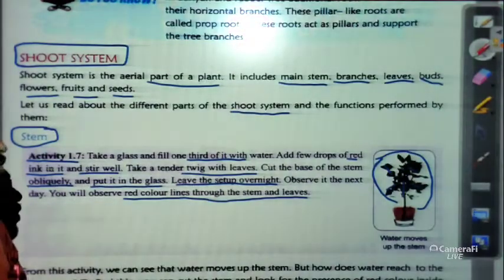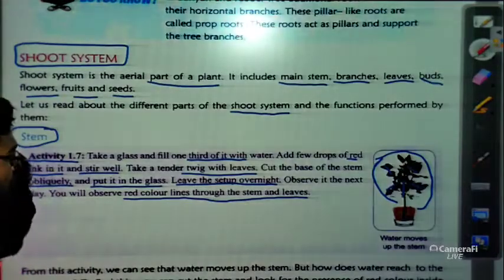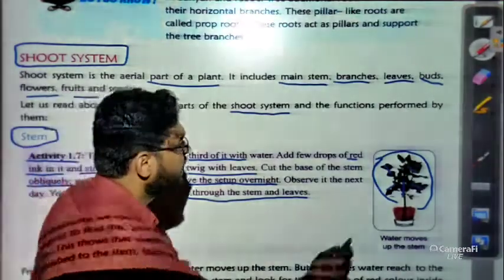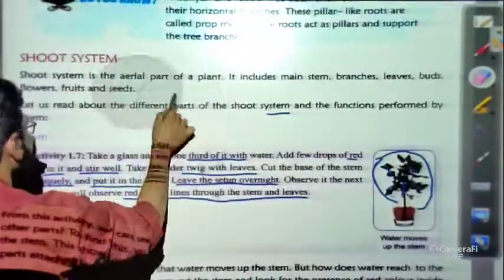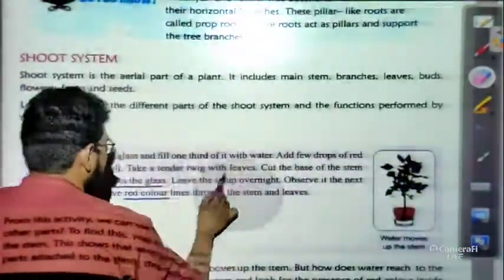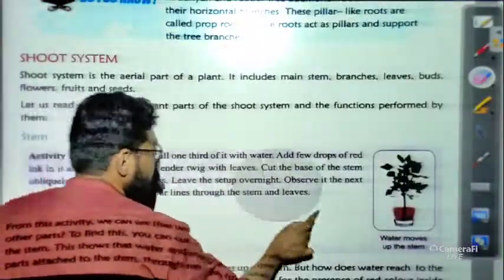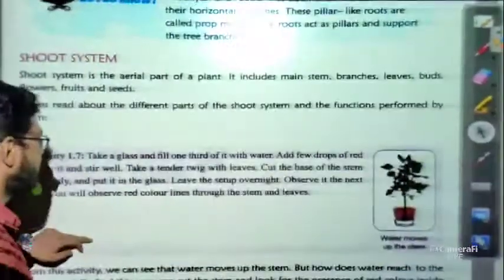Now what do we conclude? The conclusion is very important. So what do we conclude from this activity? Let me tell you.